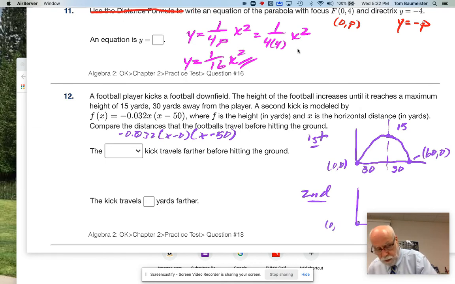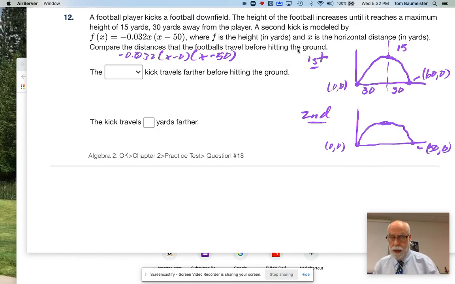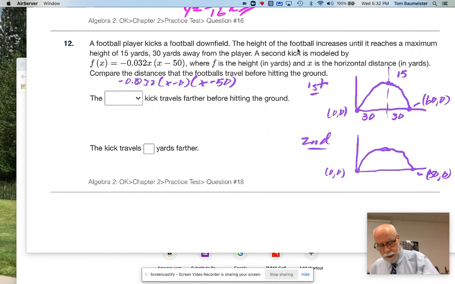So one's at 0 and 0. The other one's at 50 and 0. And again, we know that it's going to have a parabola shape also. And on that one there, the key is to look at the end result. So the first one was 60, the second one was 50. So which one travels the farthest? That would be in the x direction. So if we notice that, the first one will go farther.